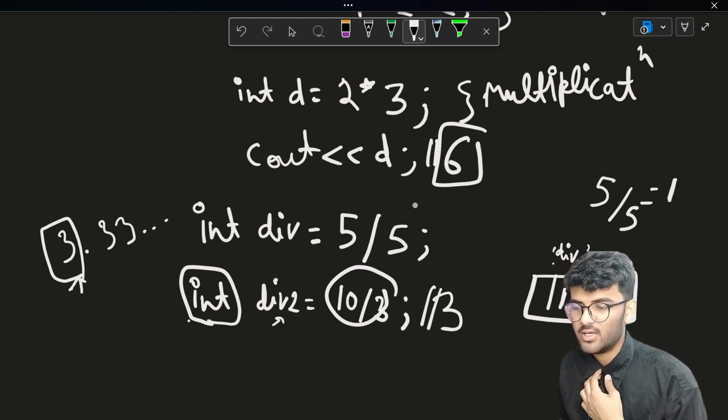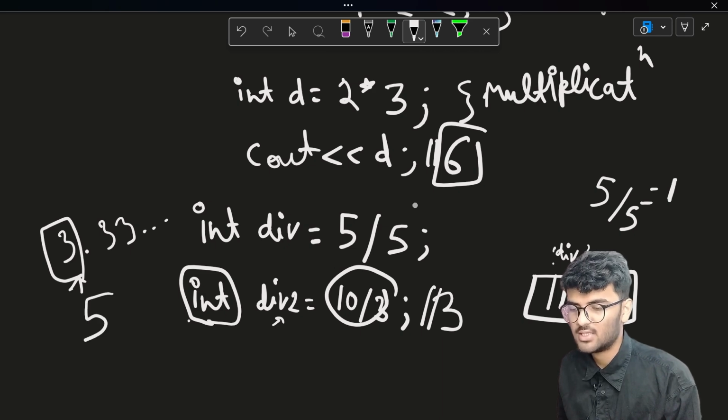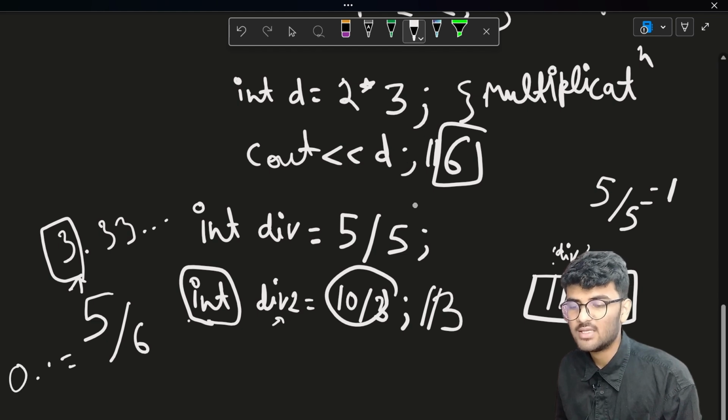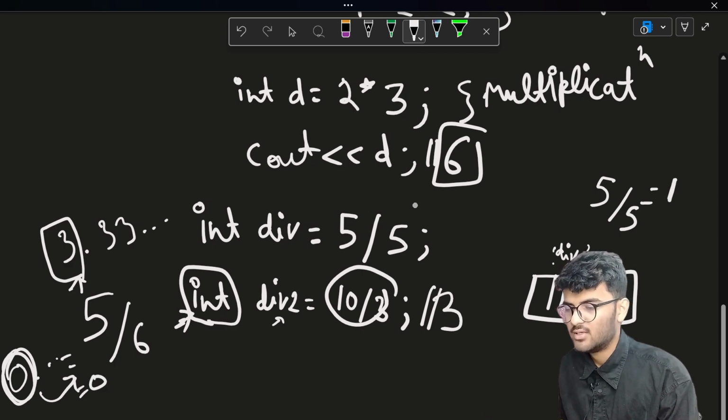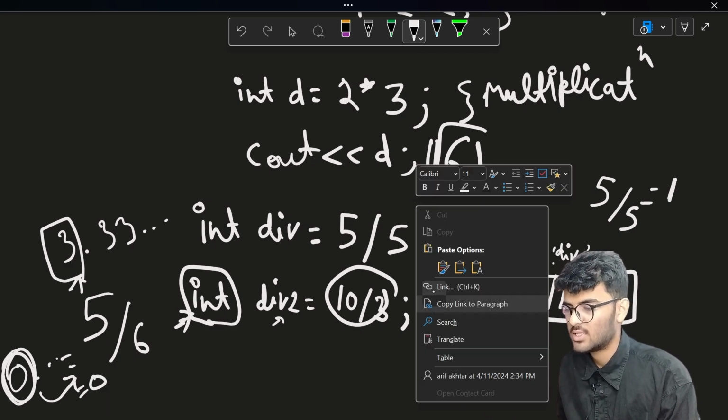Whenever you have to calculate, like suppose 5 divided by 6, it will give 0 point something, but the integer part is 0, so it will store 0 in the integer, right? So yeah, this is division.